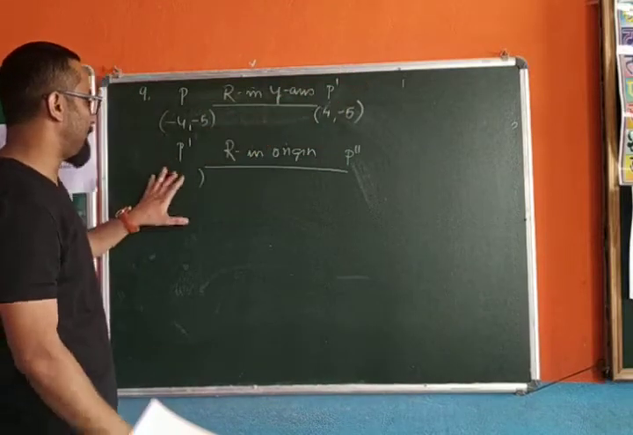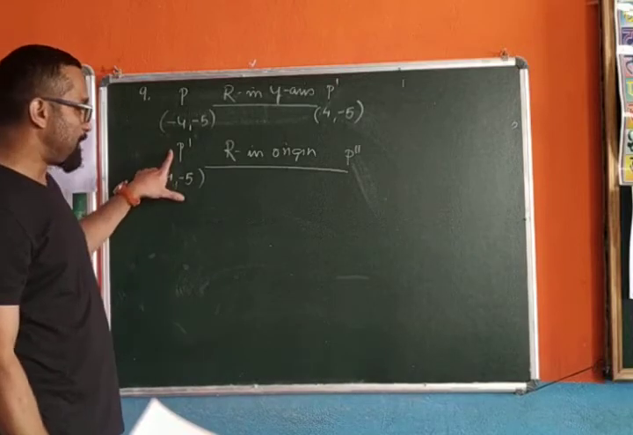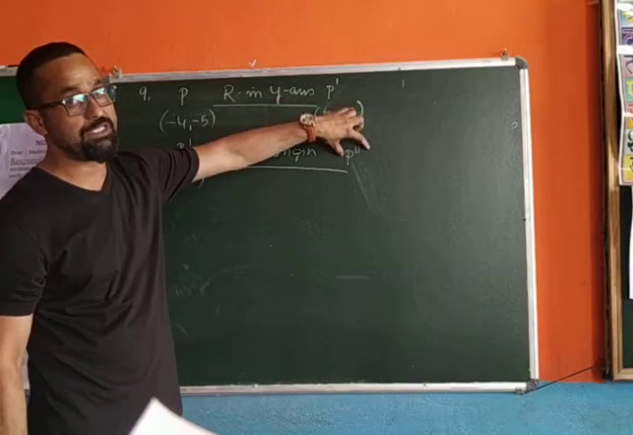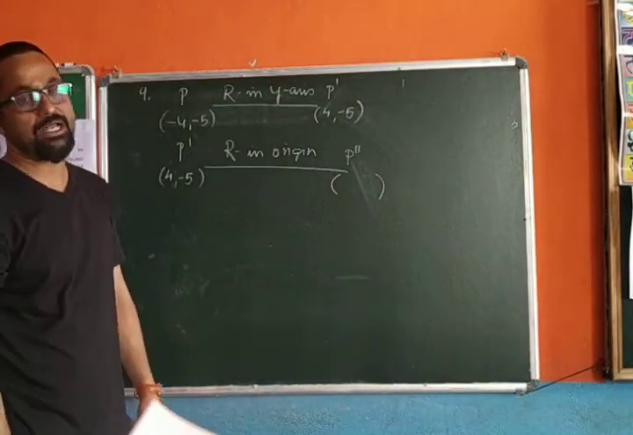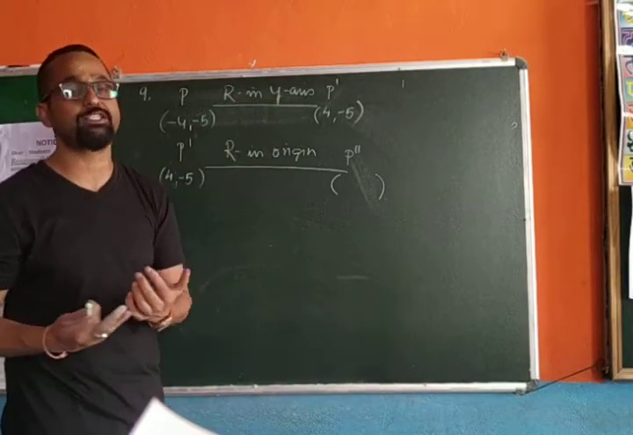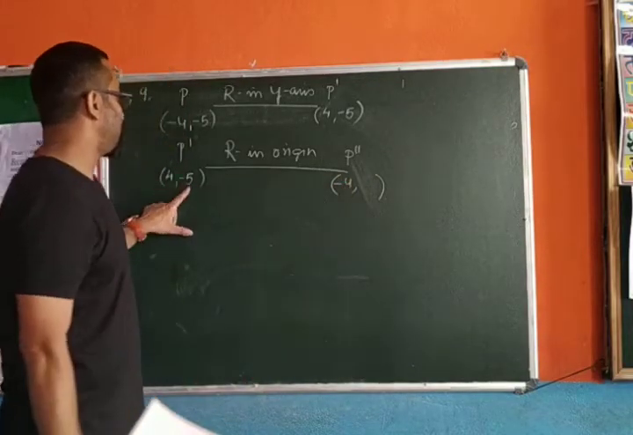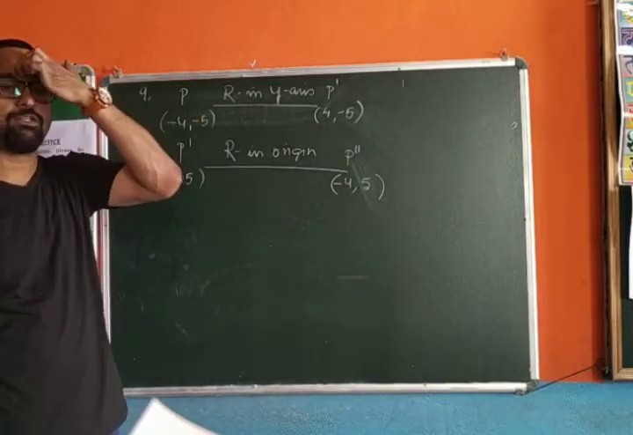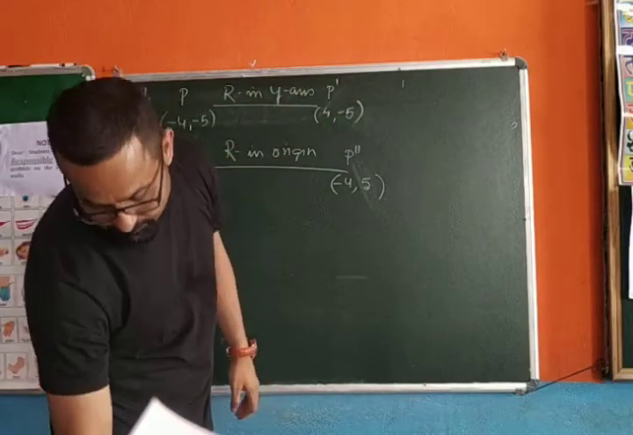This P dash you write here: 4, -5. P dash reflection in the origin is mapped as P double dash. Write down the coordinates of P double dash. When a point is getting reflected in the origin, both will change their sign. +4 will become -4, -5 will become +5. First answer: write down the coordinates of P dash and P double dash.